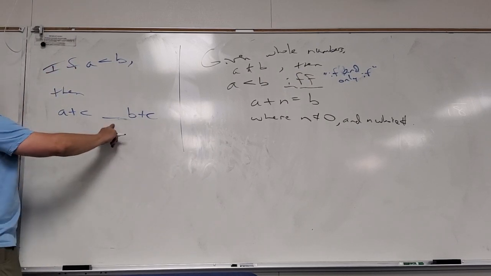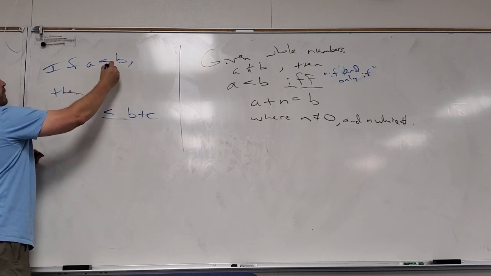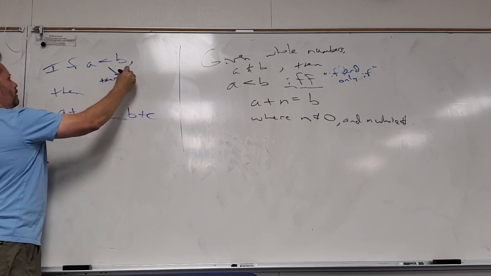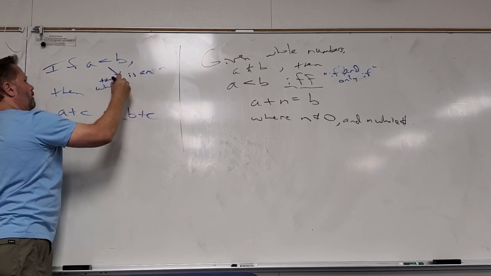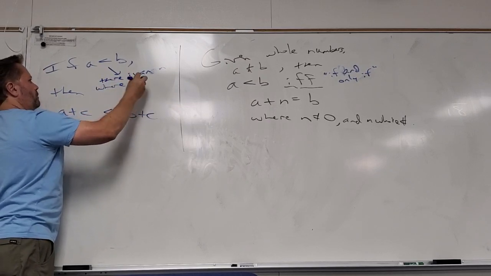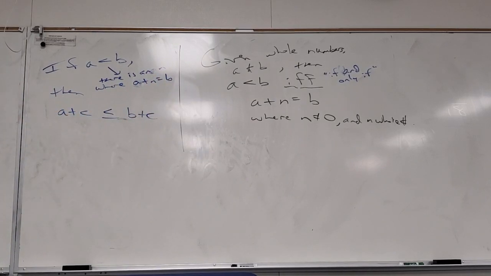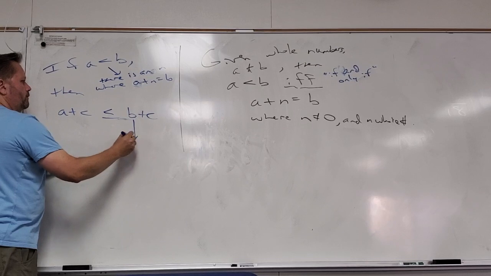But how can I actually kind of investigate this? Well, if A is less than B, what does that mean? There is an N where A plus N equals B. Is that cool? I can immediately write that down. If I know that A is less than B, then there must exist some N where A plus N equals B. Is everybody cool with that? Okay, I like it. So how can I rewrite this then?